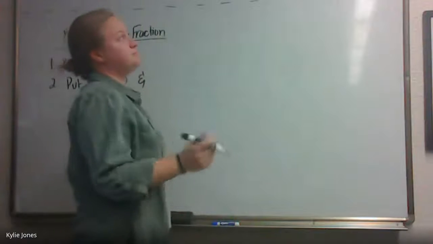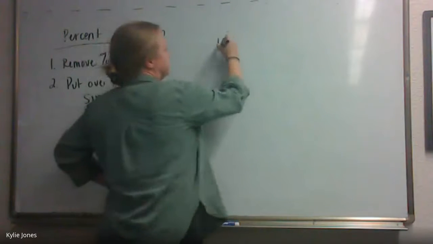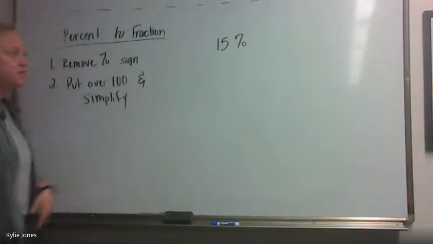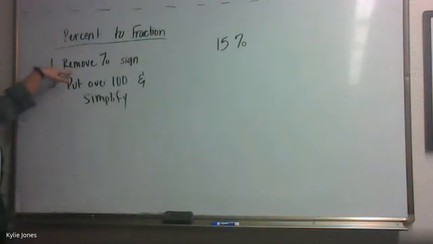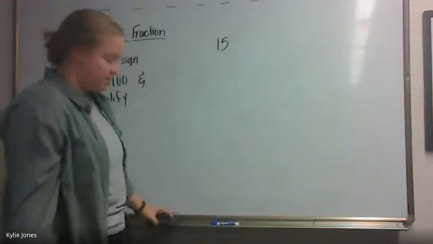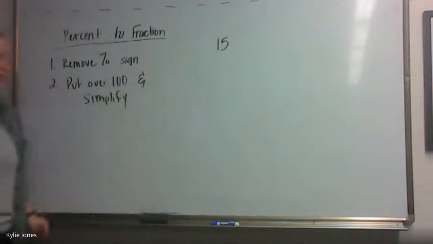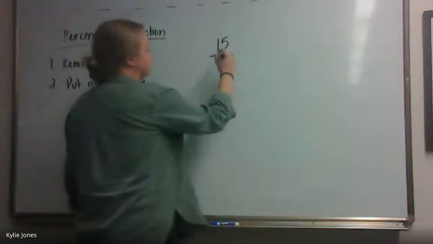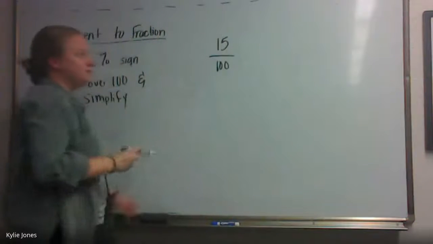Let's take 15%. That sounds nice and easy. So we have 15% of something. First step is to remove our percent sign. Literally just get rid of it. Erase it. Don't need it. What's my second step? What am I going to do with that number now? You take the percent away, then you have to put 100 under it. Good. Put it over 100. And now we just need to simplify.